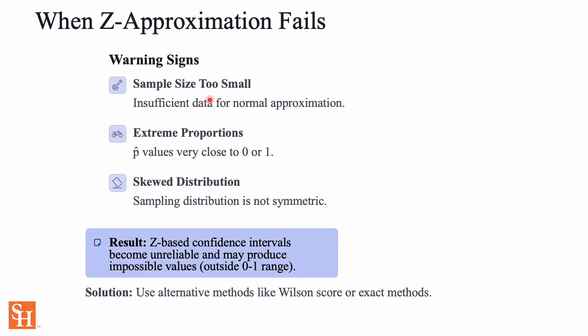When the sample size is very small, we cannot use normal approximation. And when the value of p, that means the proportion, is very close to 0 or very close to 1, we should not use normal approximation. And when the distribution is very skewed, we shouldn't use normal approximation, because we know the normal distribution is symmetric, right? In that situation normal approximation doesn't give us very good results, right?